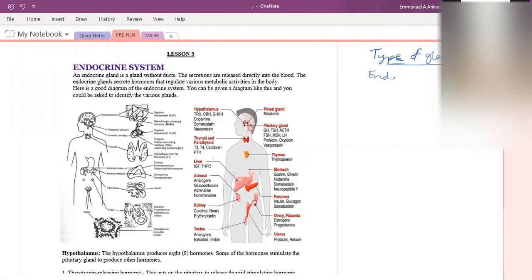Give me one second. My pen is responding slowly. Let me see. You know, when you're dealing with technology, these are some of the issues. Okay, let's see.